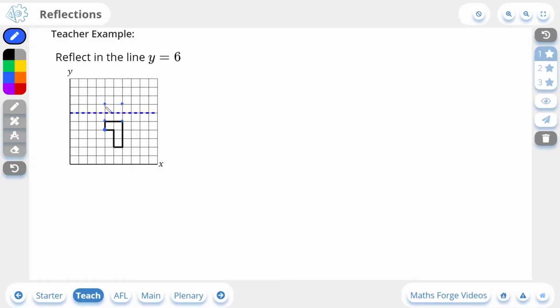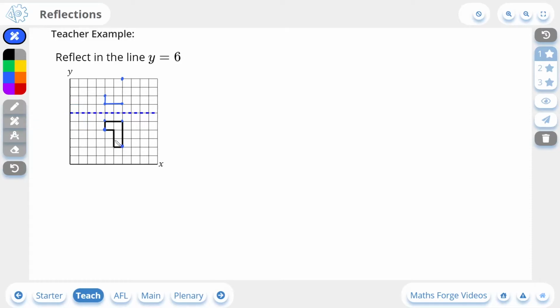So from the mirror line, 1, 2, here we go. And finally, I go to the bottom right-hand corner, this corner here, and I count how many squares away it is from the line, so it's going to be 1, 2, 3, 4 squares away. And I go in the opposite direction now above the line. 1, 2, 3, 4. Okay, so now I have a sort of blueprint of what my image is going to look like. I can reconstruct this image now with the points that I've drawn.